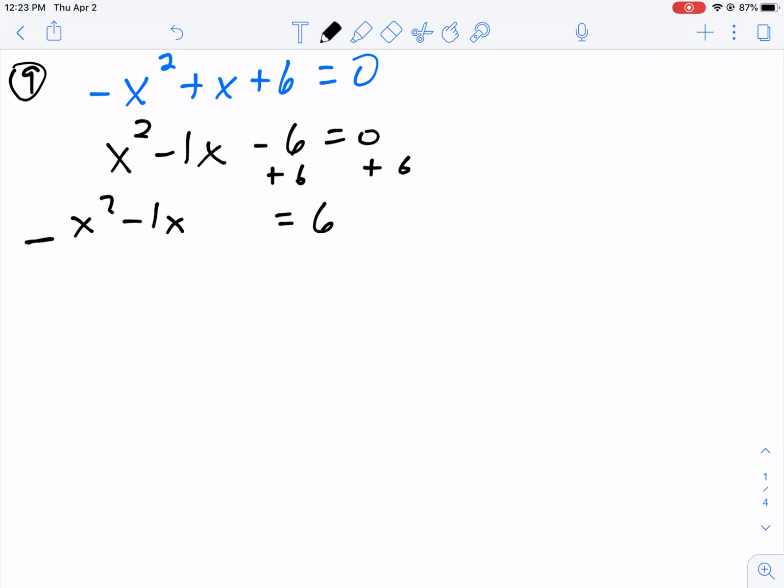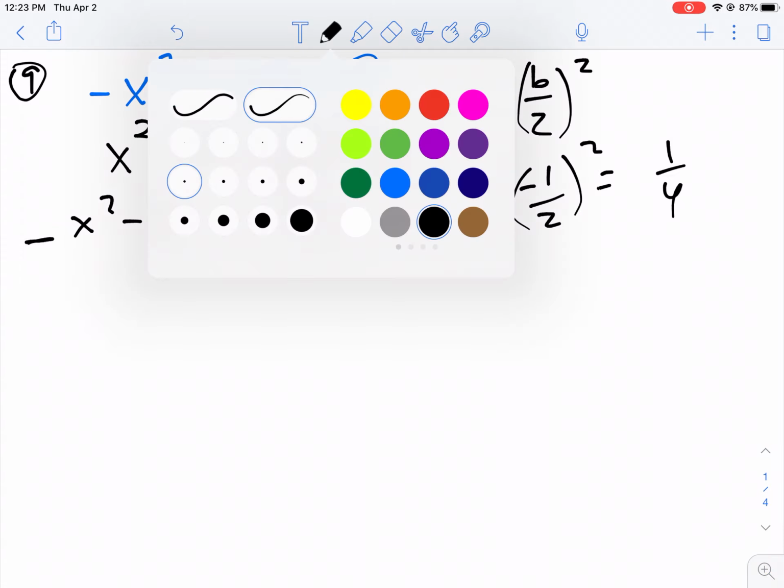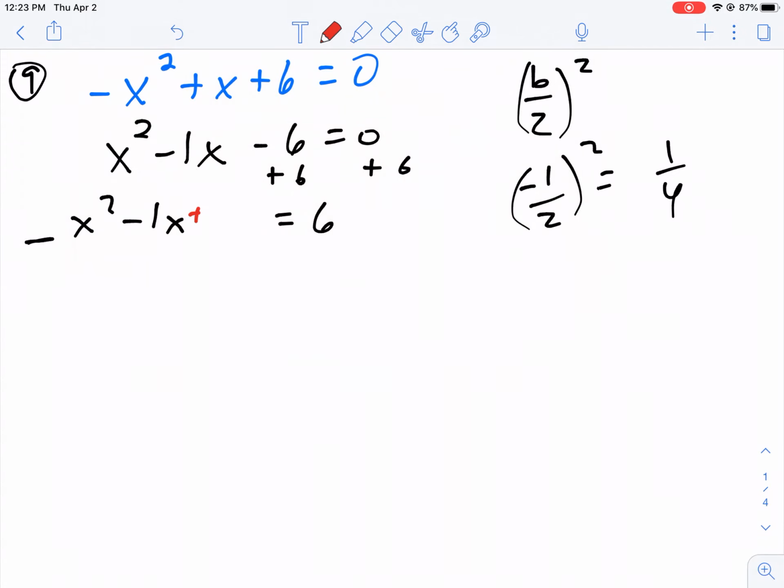So we're going to use the old formula, the b divided by 2 squared, with our b being negative 1. So it's going to be negative 1 divided by 2 squared, which equals 1/4. So what we're going to do is we're going to add 1/4 to both sides.